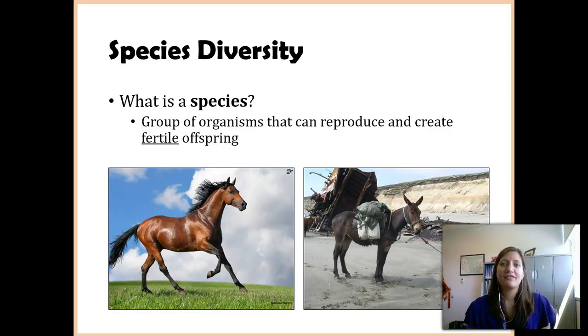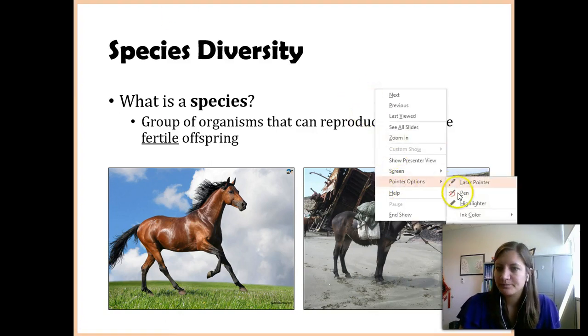The next level of diversity, going a step higher, is species diversity. This is usually what we think of when we think of biodiversity: how many different types of X, Y, and Z are there. Well, what's a species to begin with? It's a group of organisms that can reproduce with one another and make offspring with one another, but those offspring have to be viable. They have to be fertile, meaning they have to be able to reproduce themselves.